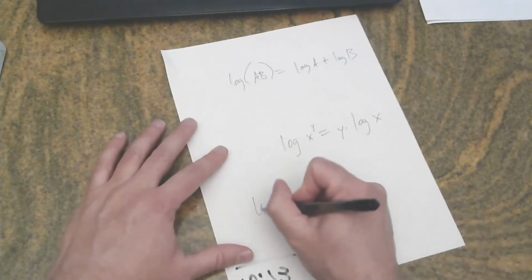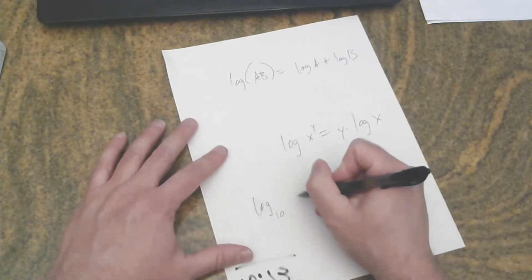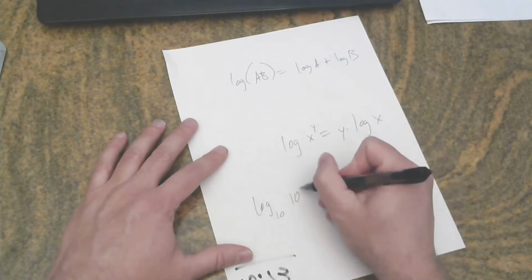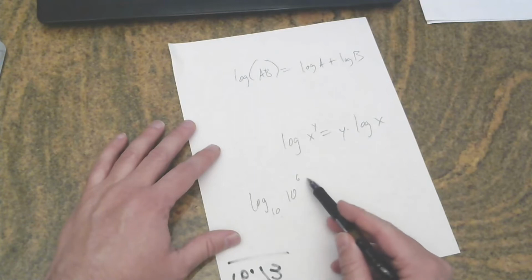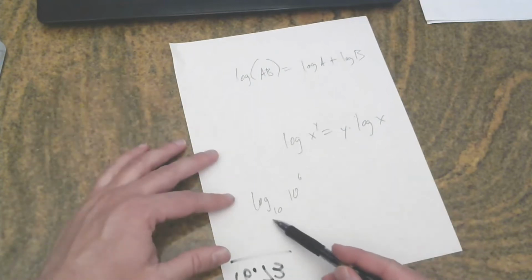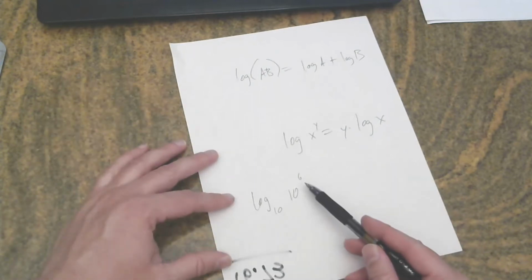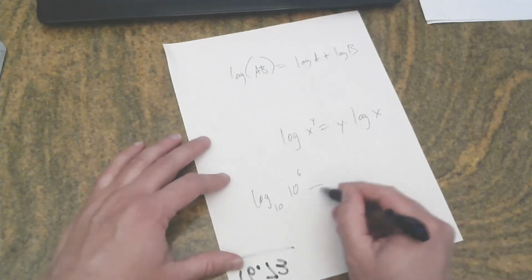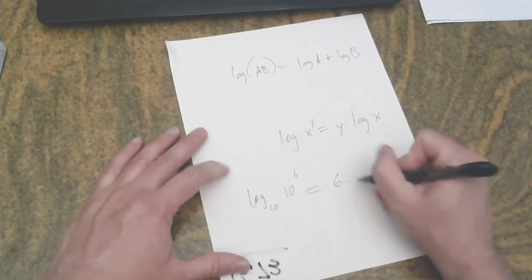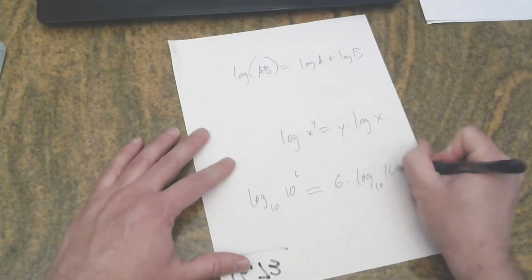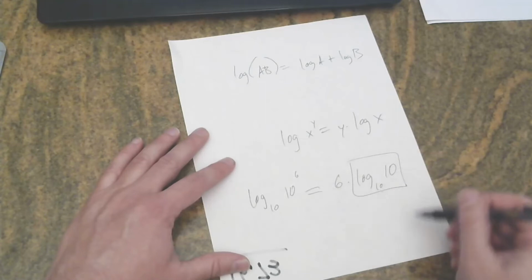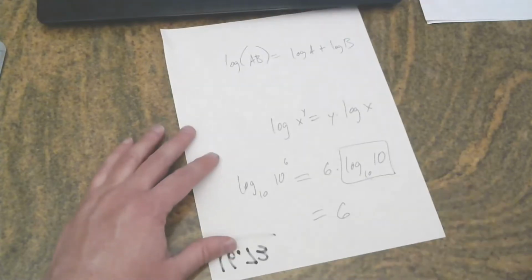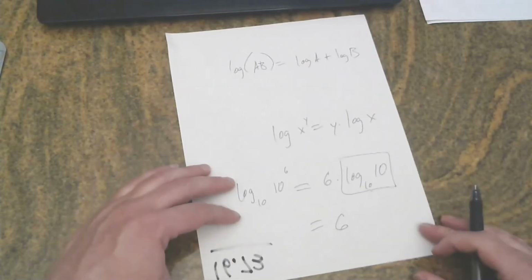Just as an example of that, the log base 10 of 10 to the 6th. Well, we know that the log base 10 of 10 to the 6th is 6, right? That's asking 10 to what power equals 10 to the 6th? Of course, it's the 6th power. Well, the rule says we bring the 6 out front, and that's 6 times the log base 10 of 10. Well, 10 to what power equals 10? The log base 10 of 10 is 1, so this is 6 times 1, or 6. So the rule works for that simple example.